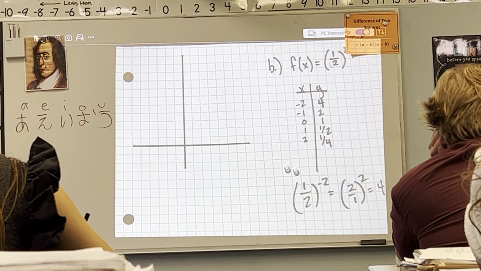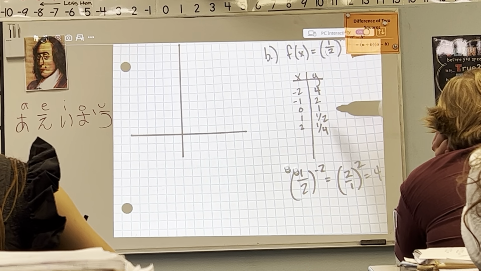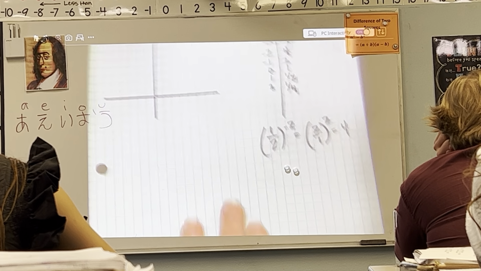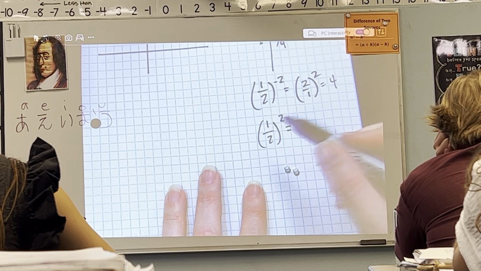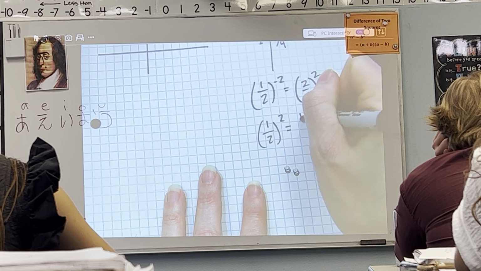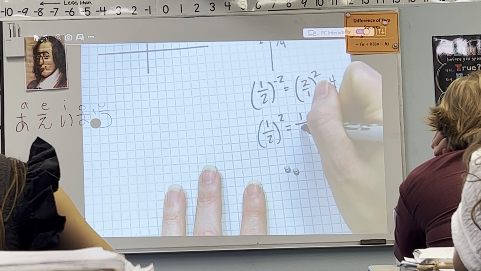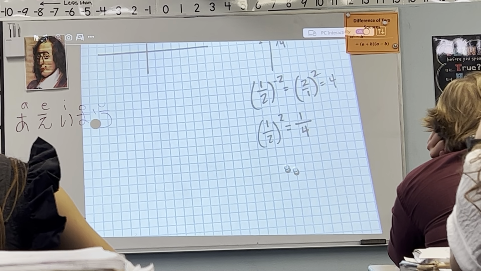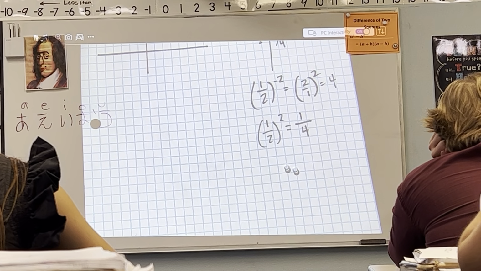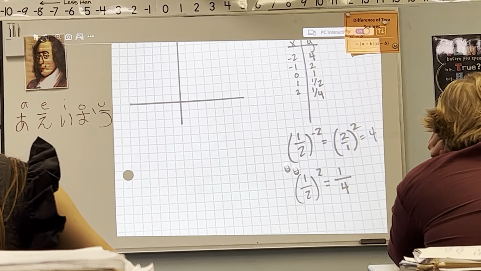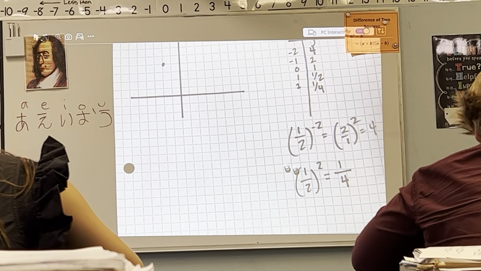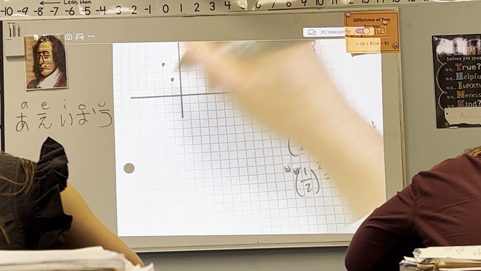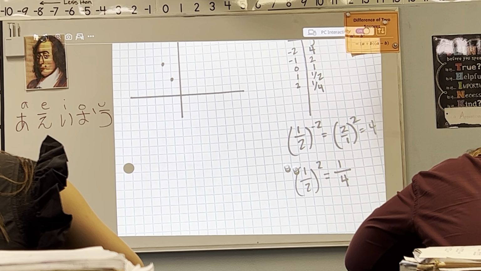Can you do a positive one real quick? Yeah, okay, go ahead. Like 1/2 squared. So 1 squared is 1, then 2 squared is 4. Obviously. Alright, so we've got -2, 4, -1, 2. I think this is the only graphing we'll do in this chapter.